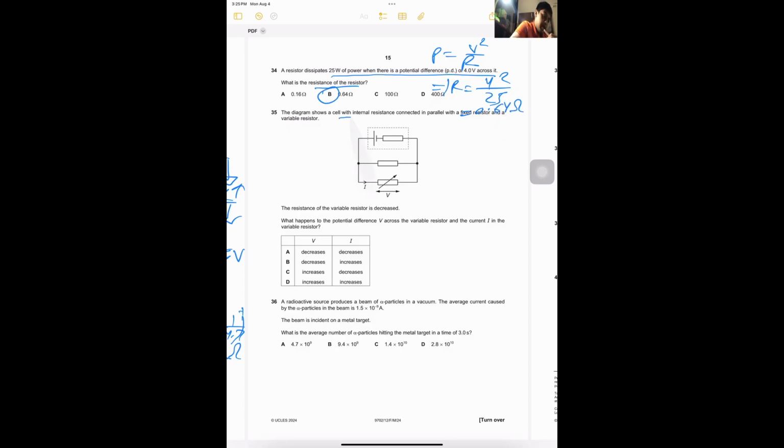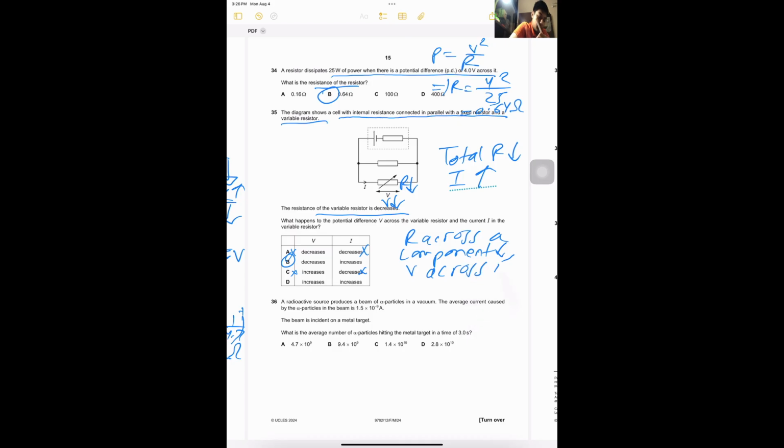Answer is B. The diagram shows a cell with internal resistance connected in parallel with a fixed resistor and a variable resistor. The resistance of the variable resistor is decreased. So total resistance decreases, current increases. So these are wrong because the current increases. But since the resistance across this decreases, its voltage decreases. This is the theory: if the resistance across a component decreases, the voltage across it also decreases. So answer is B.